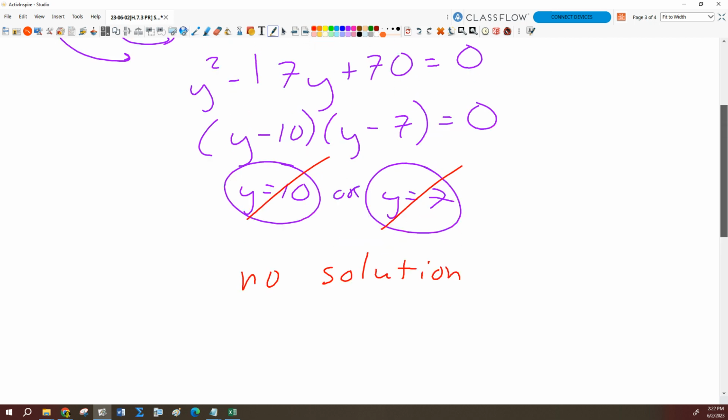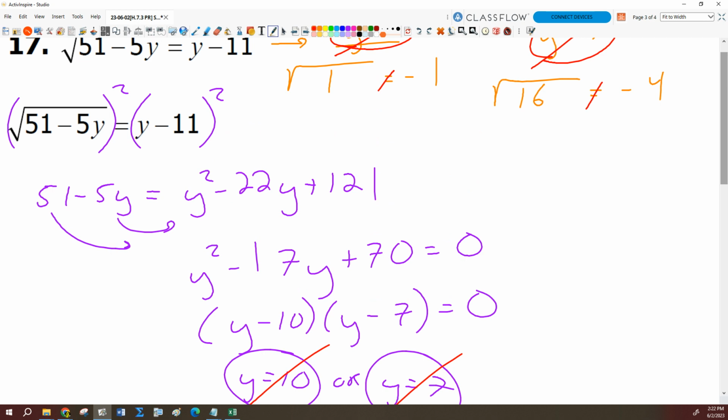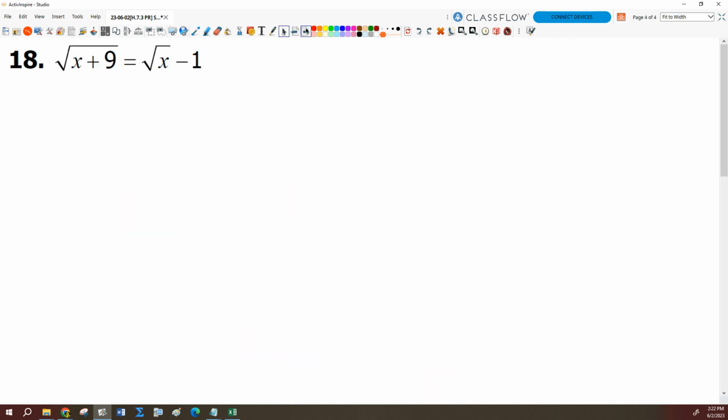Okay, one more. You're getting the idea here. Okay, this is a little trickier. What makes this one a little trickier? Yeah, square roots on both sides, and I can't get rid of them both at the same time, right? I've got one of them isolated, which is the best I can do. So what's my next step going to be here?